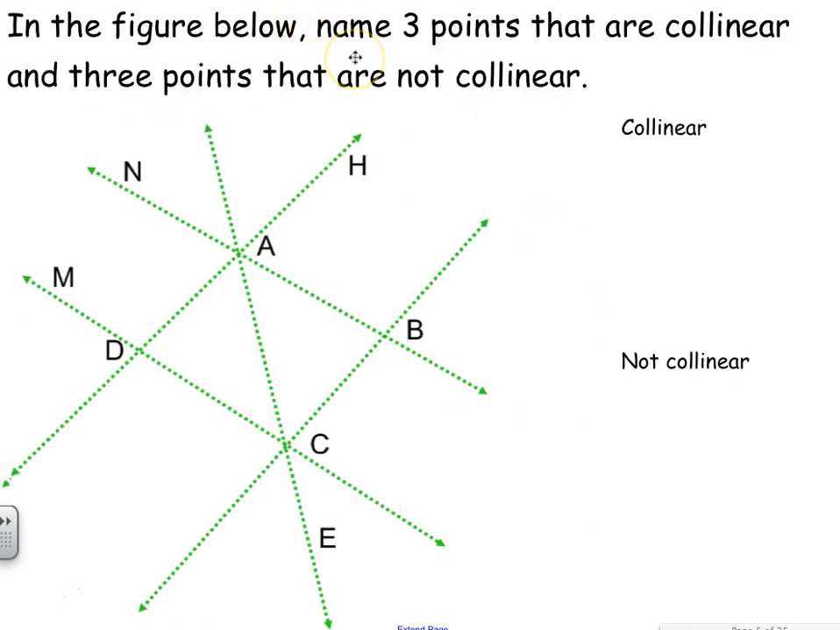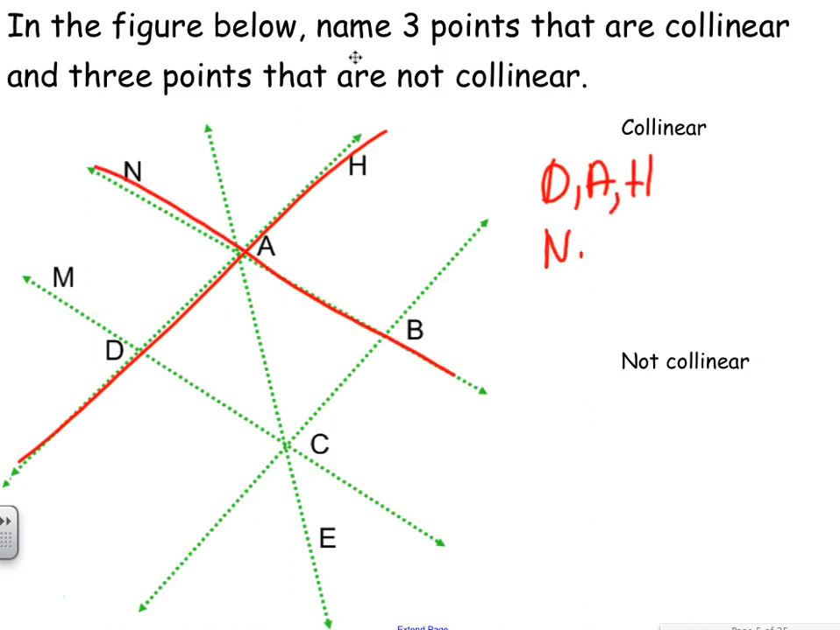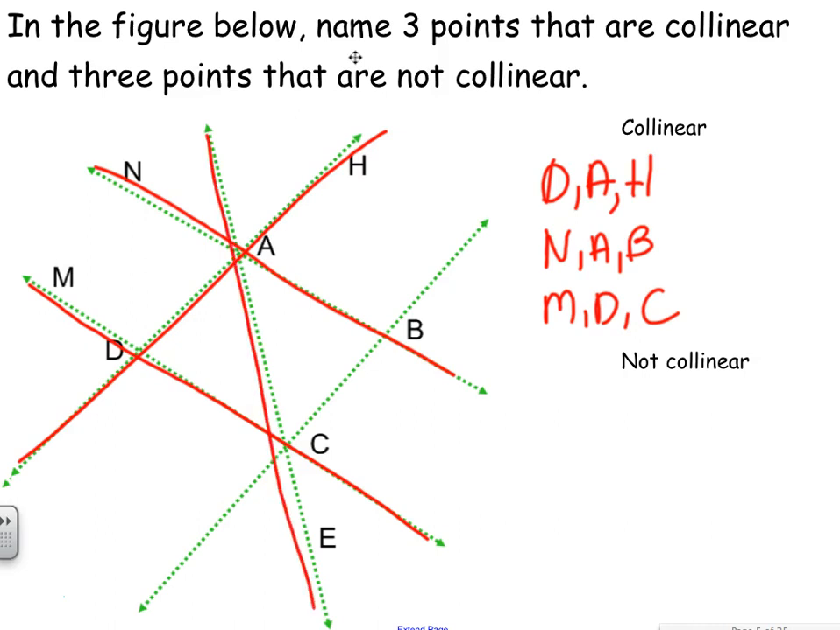All right, in the figure below, name 3 points that are collinear and 3 points that are non-collinear, or not collinear. So, for example, collinear, you need 3 points on the same line. Here's a line, so I have D, A, and H. Here's another line, so I have N, A, B. Another line would be M, D, and C. Then another line would be A, C, E. So those are all points on the same line.